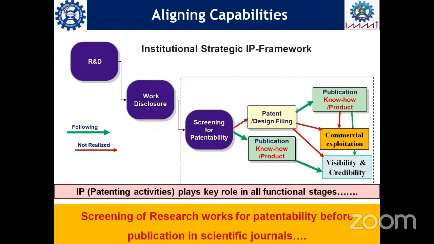So therefore, it is like a 1+1 offer, provided you take an IP first. If you don't take IP, you will never get IP after publication. So therefore, please believe me, IP has to be taken first. Once you take an IP, you can also get a publication for the same work. But if you reverse it, the second thing is not going to happen.